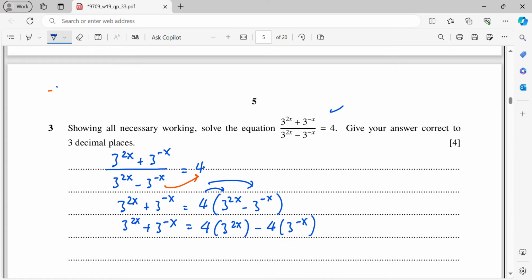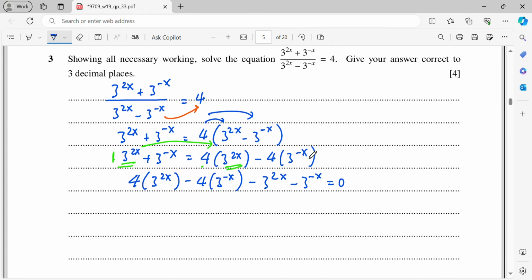Okay, so then from here, I notice that this is 3 power 2x, here also 3 power 2x, but the coefficient here is 1. This is 4. So it means I will move all the terms to the right side, because on the right side, the term has greater coefficient. Therefore, when I move, I will get 4 times 3 power 2x minus 4 times 3 power negative x. So the terms on the left side will be moved to the right side. It will become negative for both. Then equals 0.